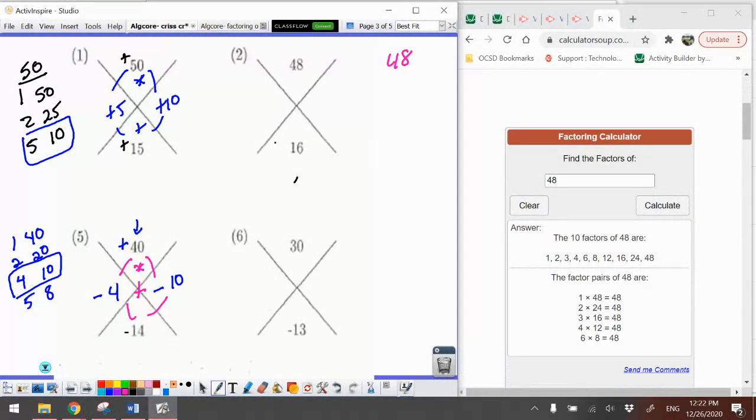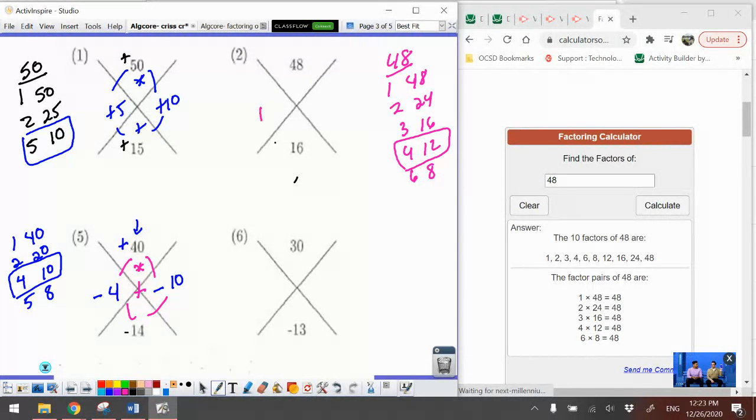All right, so factors of 48. 1 and 48, 2 and 24, 3 and 16, 4 and 12, 6 and 8. And I see I have 4 and 12. And if I add those, positive 4, positive 12, that's going to give me a positive 16. And that will also multiply to give me a positive 48. So hopefully you came up with positive 4, positive 12.